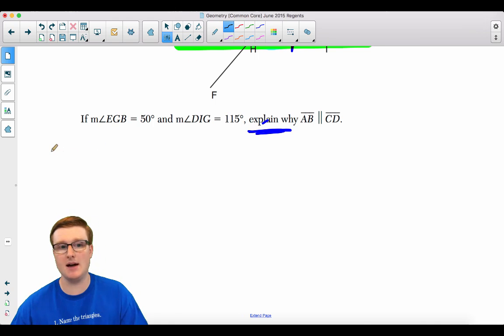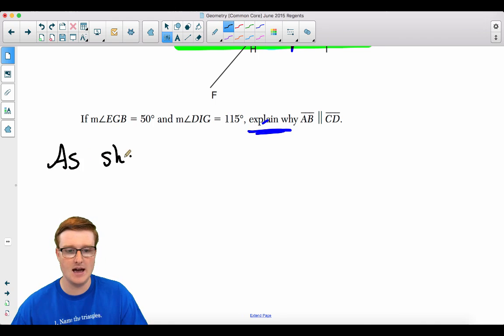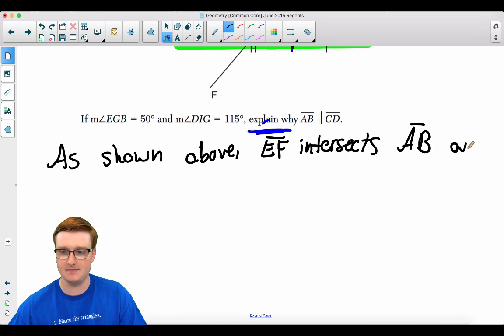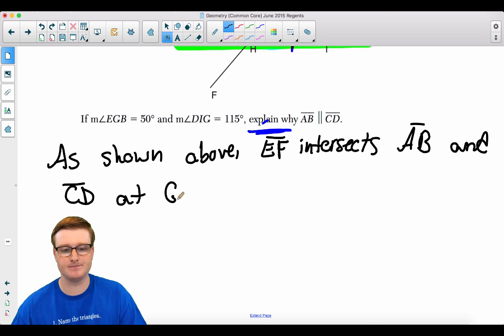So I'm going to say in my answer, as usual, as shown above, EF intersects AB and CD at G and H respectively. So that's given to you, okay?